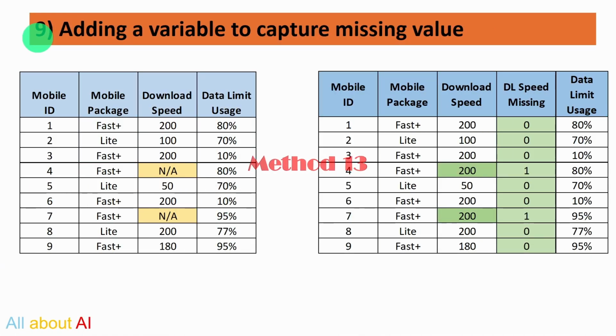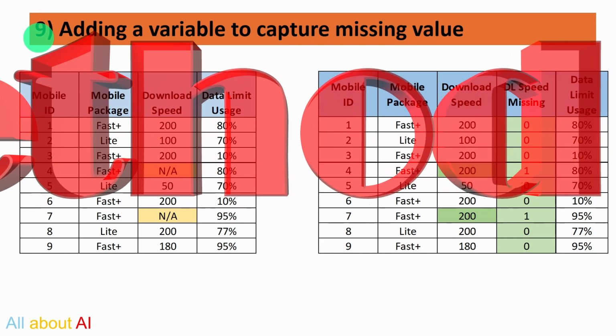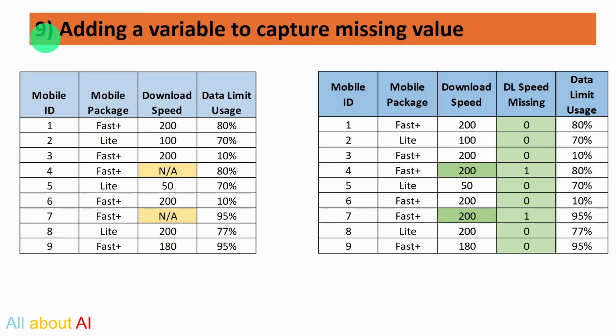Next, we are going to go through adding a variable to capture missing values. In this case, we create an additional variable. This method is also known as the missing indicator method or flag method. Basically, we are flagging or indicating that this value is missing. Wherever there is a missing value, we put 1, and if not missing, it's 0. So this variable is binary. It takes only the value 0 or 1.